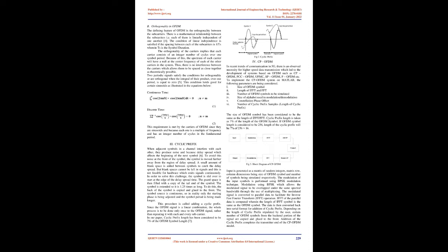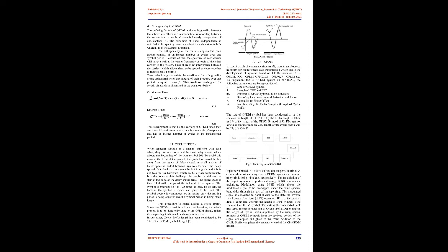Two periodic signals satisfy the conditions for orthogonality, or are orthogonal, when the integral of their product over one period is equal to 0. This condition holds good for certain sinusoids as illustrated in the equations below. Continuous time. Discrete time. This requirement is met by the carriers of OFDM since they are sinusoids and because each one is a multiple of frequency and has an integer number of cycles in the fundamental period.